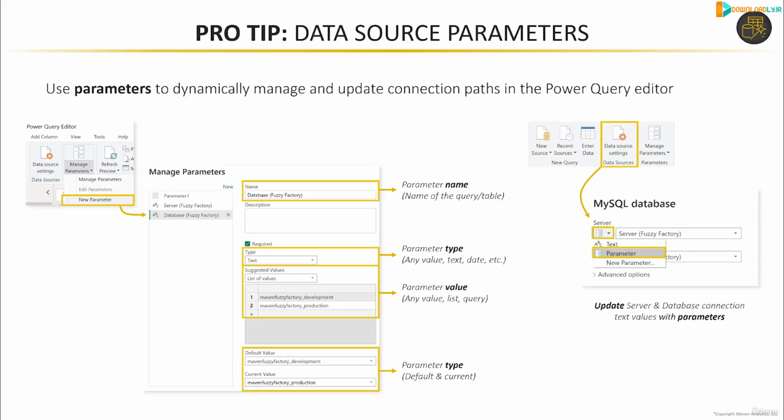Once the parameter is configured, we need to update the data source connection credentials from a text-based field to the parameter that we created. After that, we'll be able to check the M code of our query connections and see that it's updated. So let's head over to Power BI and I'll walk you through this.